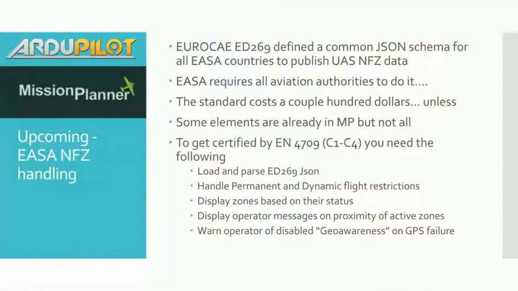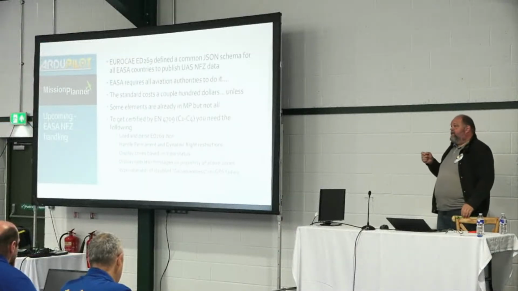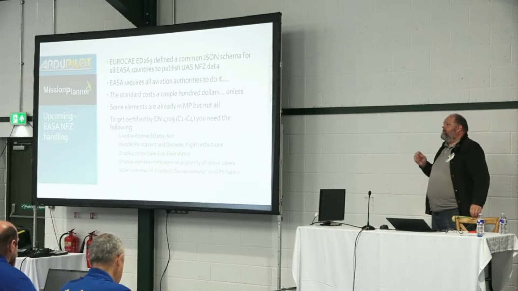You have to be able to comply with that. You have to display zones based on their status and information on the actual zone. You have to display a message for the proximity of the zones. So you have to tell the pilot that, okay, you are 43 meters from this no-fly zone. Fortunately, you don't have to act on it, so it's not like DJI, which does not allow you to fly, but you have to tell the operator that you are inside the no-fly zone, and it's their responsibility to take off or not.